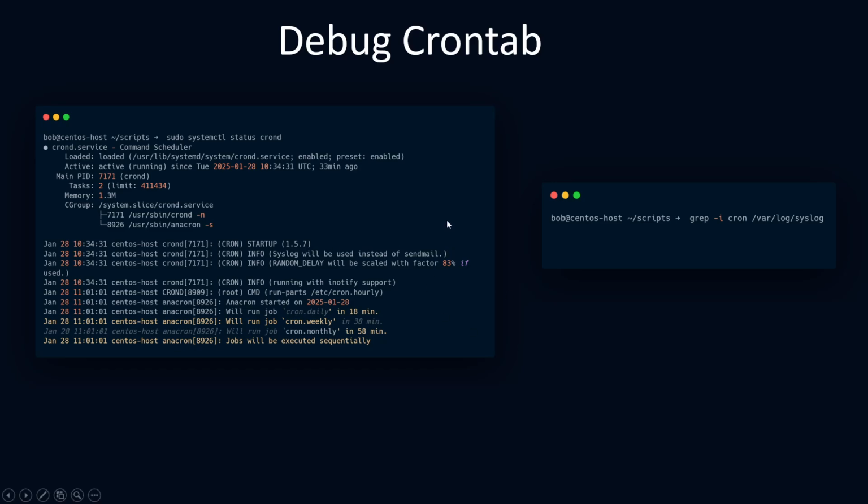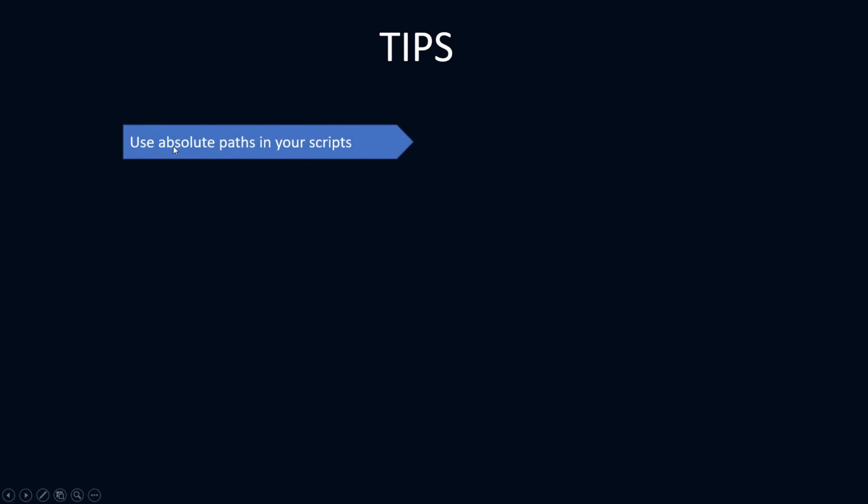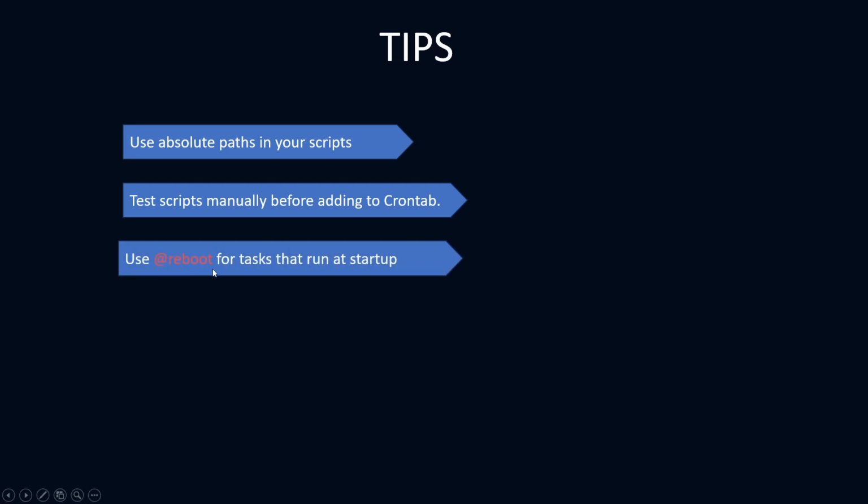Secondly, let's check some tips that are very useful while setting up the crontab. First tip is to always use the absolute path in your script. Secondly, test your script manually before adding it to the crontab. This is a very critical part. Please check your script by testing if it is working as expected or not before adding to the crontab. Last but not the least, use @reboot for tasks that need to be run at startup.